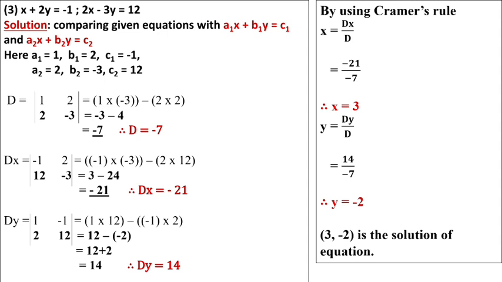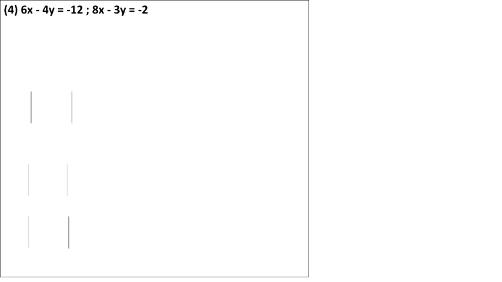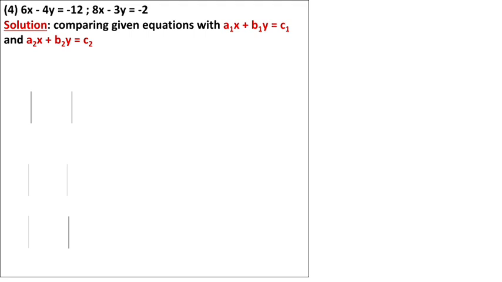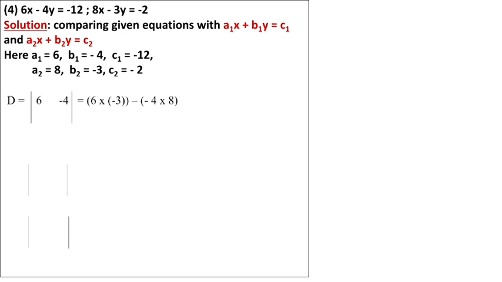I hope you have understood. The fourth one, the equation is given 6x minus 4y equal to minus 12, 8x minus 3y equal to minus 2. In the same way, by comparing these equations we get a1, b1, c1, a2, b2 and c2. While using the formula D, a1, a2, b1, b2, we will take 6 into minus 3 minus 4 into 8. 6 threes are 18, but we have the minus sign, so minus 18 minus 4 eights are 32, but we have the minus sign, minus 32.